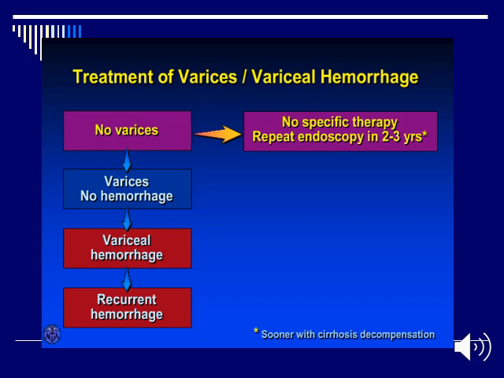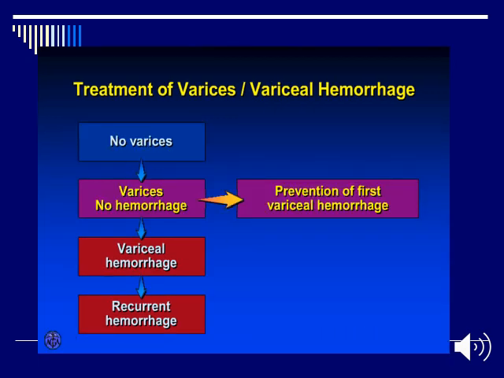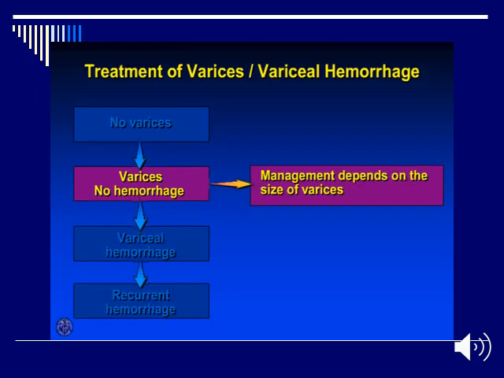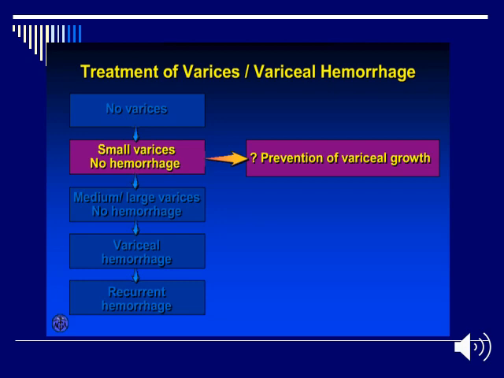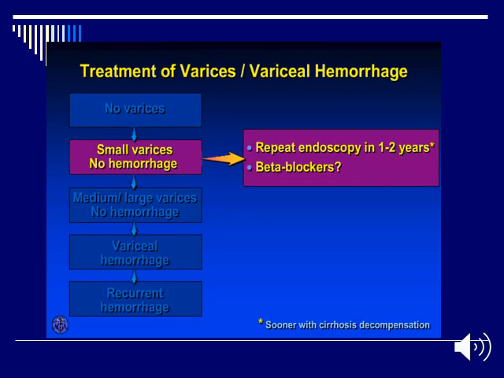If the varices start to show, then you will prevent the first variceal hemorrhage, which is the primary prophylaxis. With primary prophylaxis, this will prevent the variceal growth by repeating endoscopy and beta blockers.